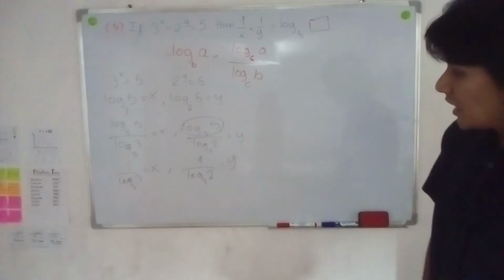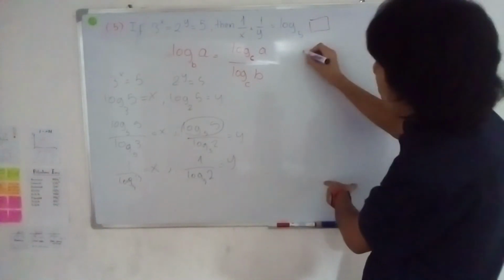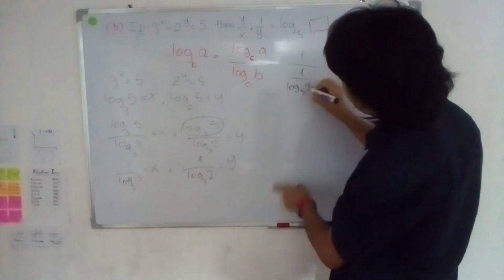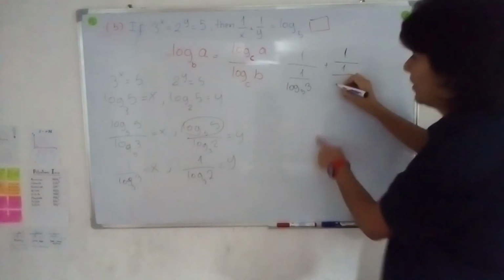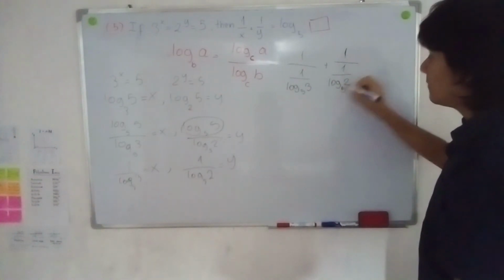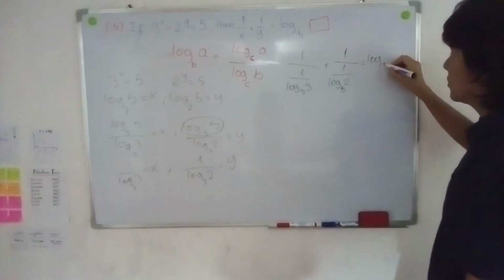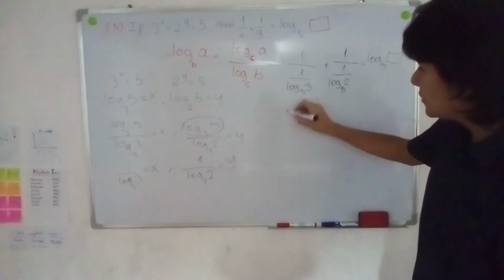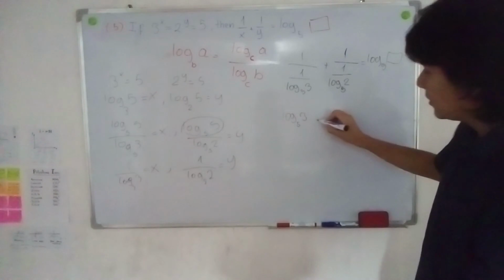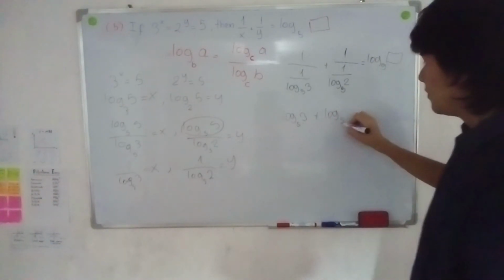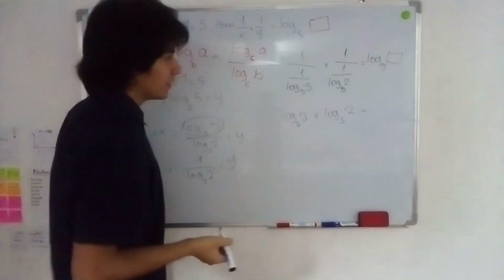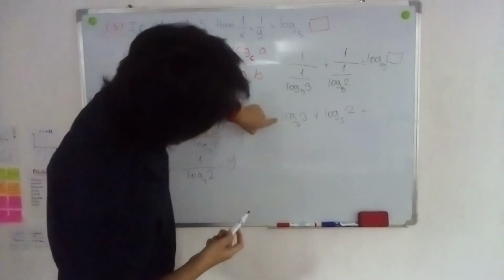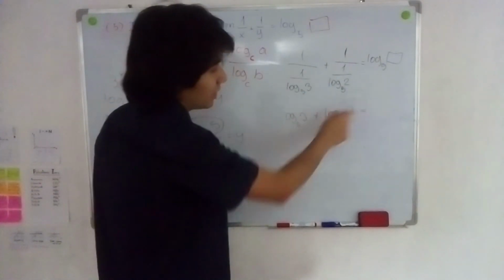Okay, and that is x and that is y. So 1 divided by x, x is 1 divided by logarithm with base 5 of 3, plus 1 divided by 1 divided by logarithm of 2 with base 5 is equal to logarithm of blank with base 5. Okay, that is logarithm with base 5 of 3 plus logarithm with base 5 of 2. Because 1 divided by 1 divided by logarithm is that logarithm, and the same for y.